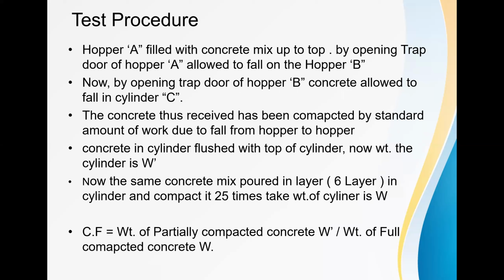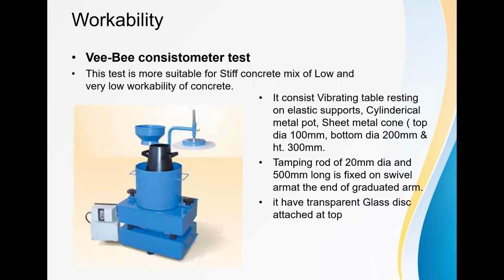Now we have to weigh the cylinder, called W. Now the same concrete mix is poured in layers, about 6 layers, in the cylinder and compacted about 25 times, and the weight of the cylinder is taken, called W dash. Now the compaction factor is the weight of partially compacted concrete, that is W, divided by the weight of fully compacted concrete, that is W dash. This is the test we are conducting in the laboratory.